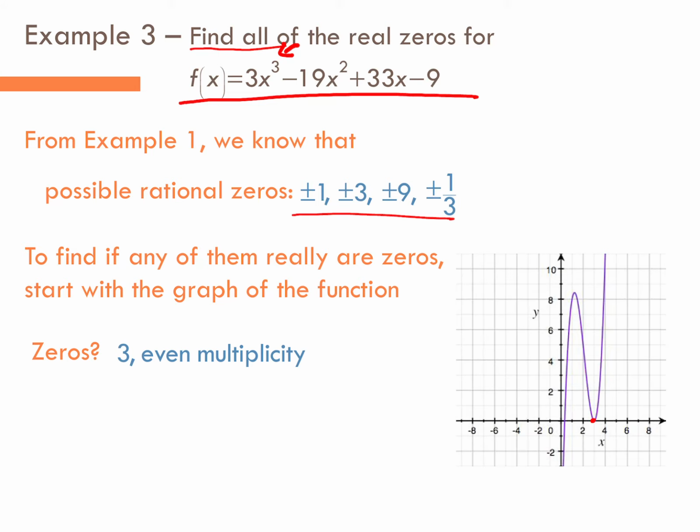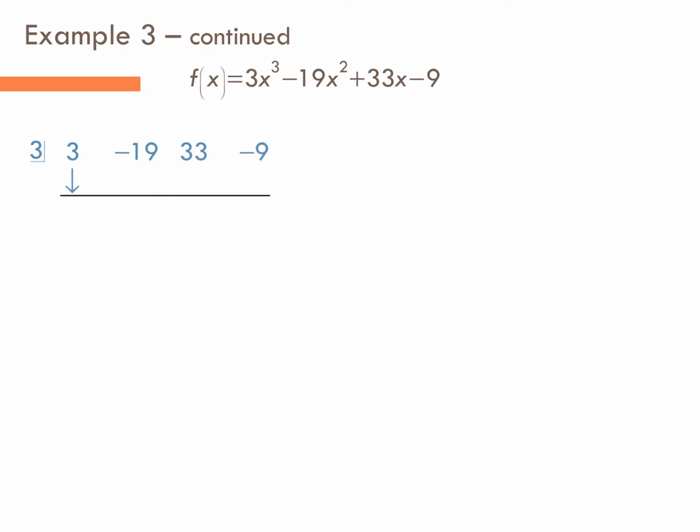I need 3 zeros. I just found 2. And then it crosses right here, but we're not sure what that value is. We need to figure it out. So you're going to have to show work. So we know we have 3 is even multiplicity. So what we're going to do is use synthetic division that we learned last time to figure out what our last zero would be.